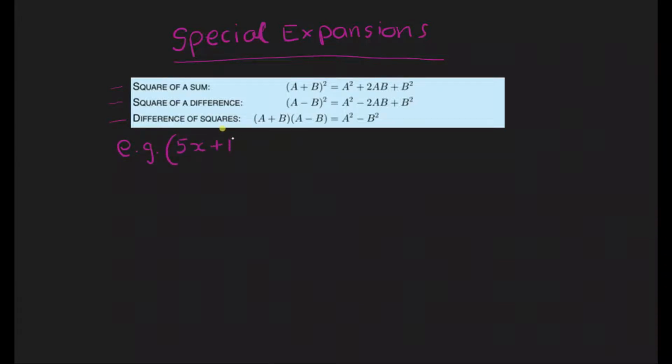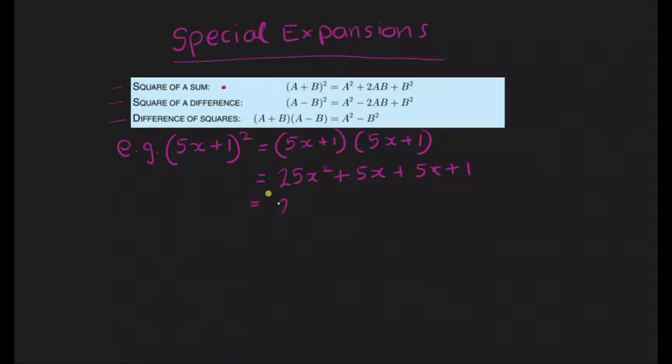Example number 1. We have 5x plus 1 and all of this to the power 2. So this is an example of the first special expansion, which is the sum of a square. And we can rewrite this as 5x plus 1 times 5x plus 1. When we expand this, we will get 25x squared plus 5x plus 5x plus 1.